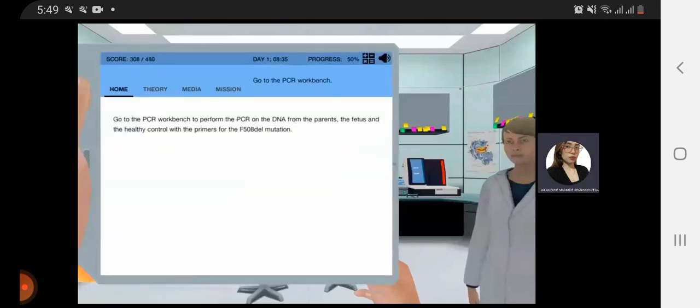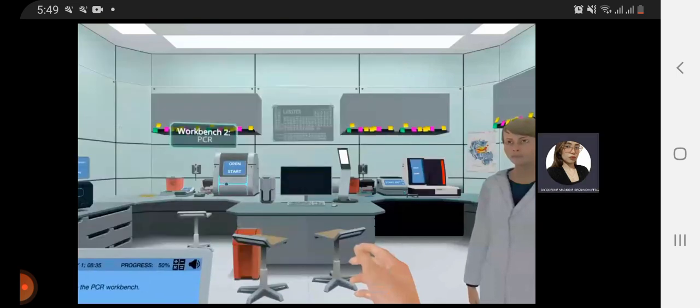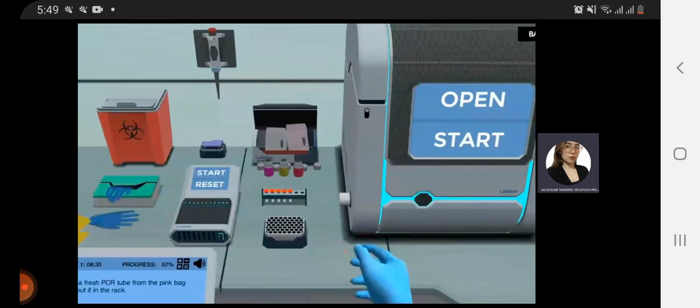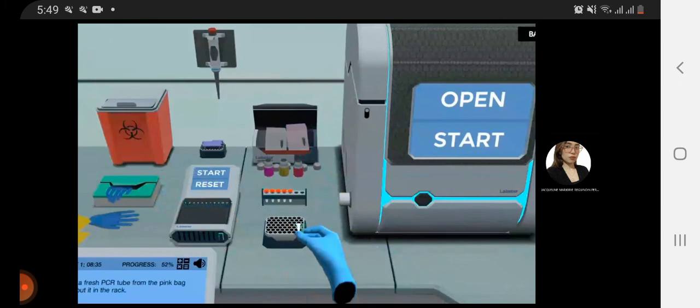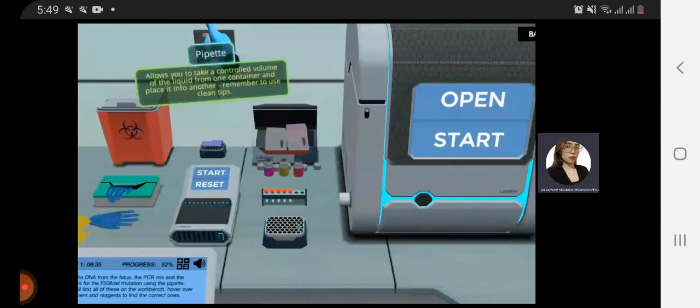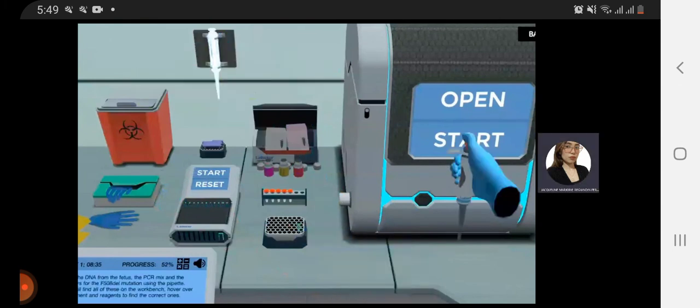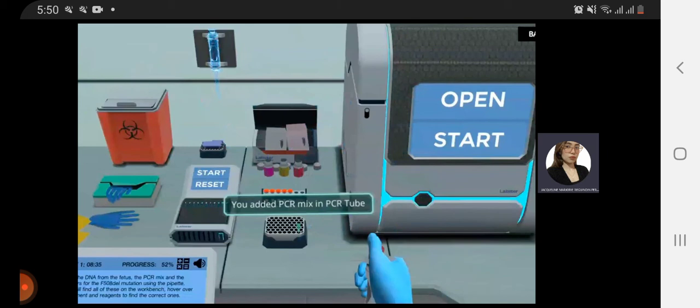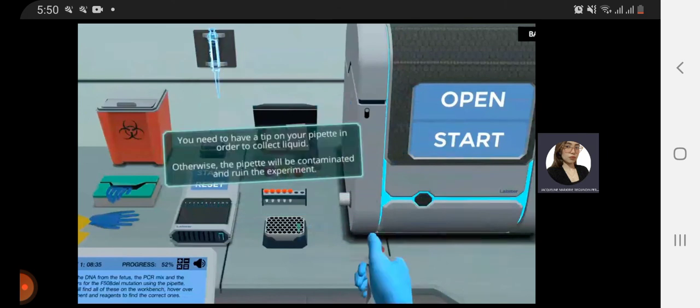Go to the PCR workbench. Click on the glove pack to put them on. Pick a fresh PCR tube from the pink bag and put it in the rack. Add the DNA from the fetus, the PCR mix and the primers for the F508del mutation using the pipette. You will find all of these on the workbench. Hover over equipment and reagents to find the correct ones.